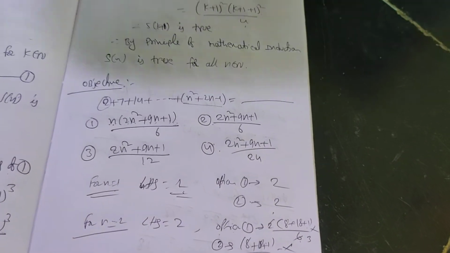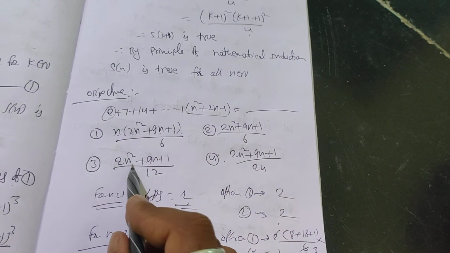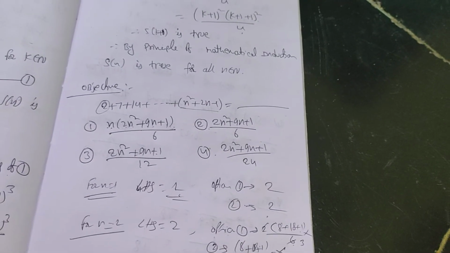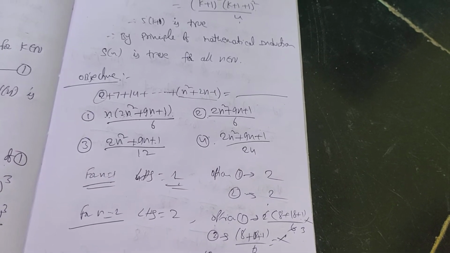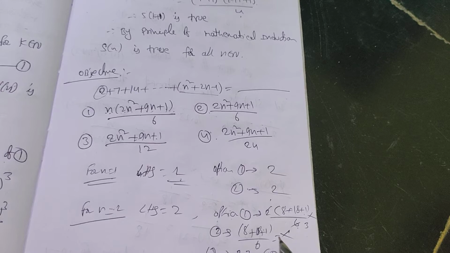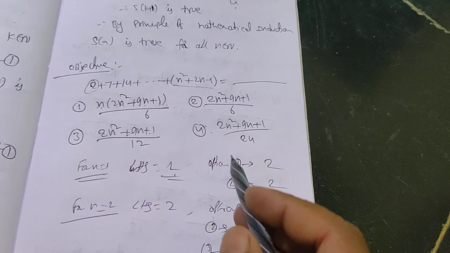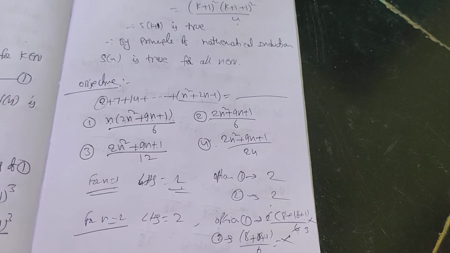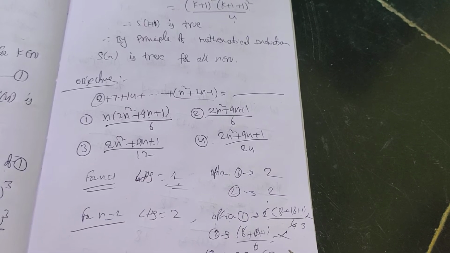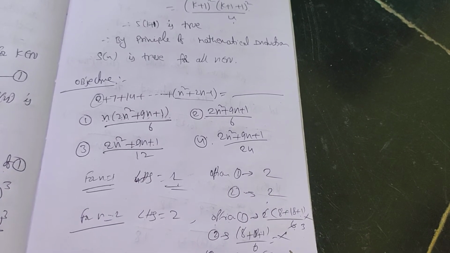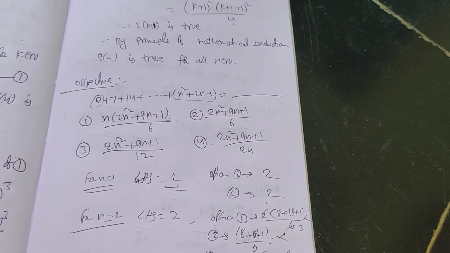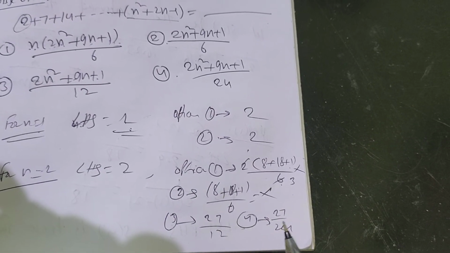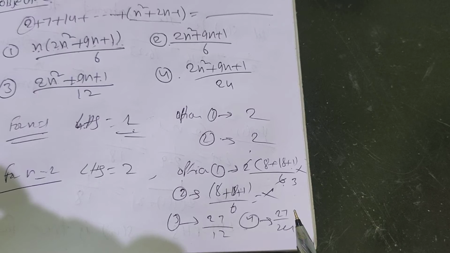So next, for the third option, 2 into n square plus 9n plus 1. Same numerators for all of these. So this is also 27, 27 by 12. 27 by 12 is also not equal to 2. So now go to the fourth option. What is the fourth option here? 2 into n square plus 9n plus 1. For n equal to 2, the fourth option is 27 by 24. So this is also not 2.